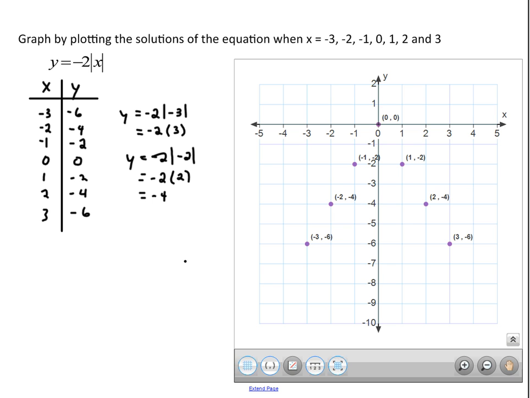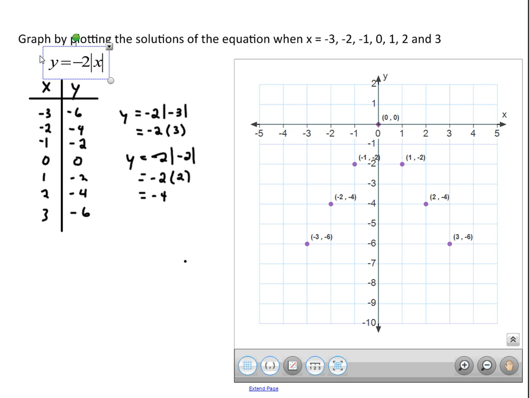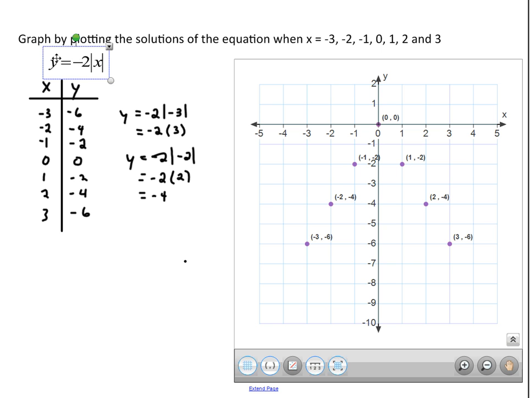All right, let's take a look at this and let's see if we can get this thing to play graph with us here. Nope, doesn't want to play, does it?